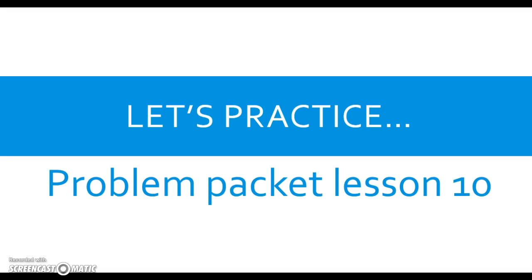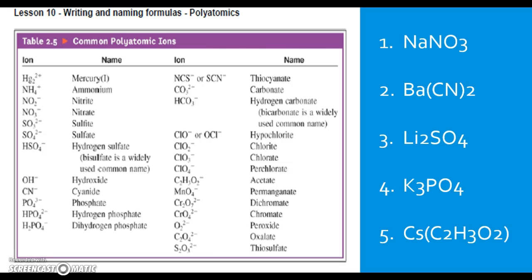Okay, so in the problem packet for lesson 10 you have plenty of example problems to work on, but here's just a couple examples worked out. So the first one, if we're looking at NaNO3, we want to name that one. So we first look for the metal, which is sodium, Na. NO3 we find over here, so NO3 if you read across is nitrate. So you would name that as sodium nitrate.